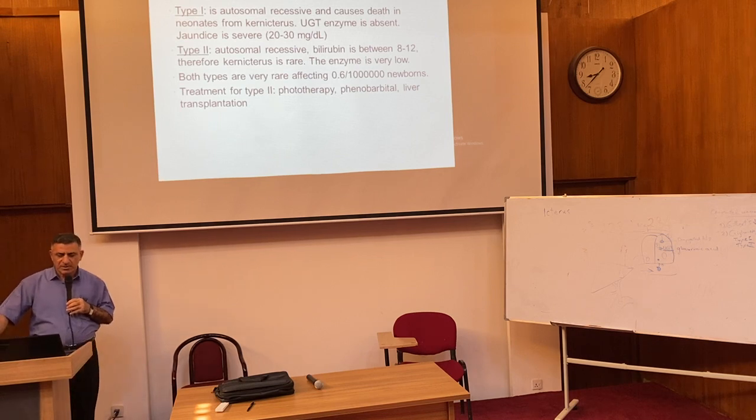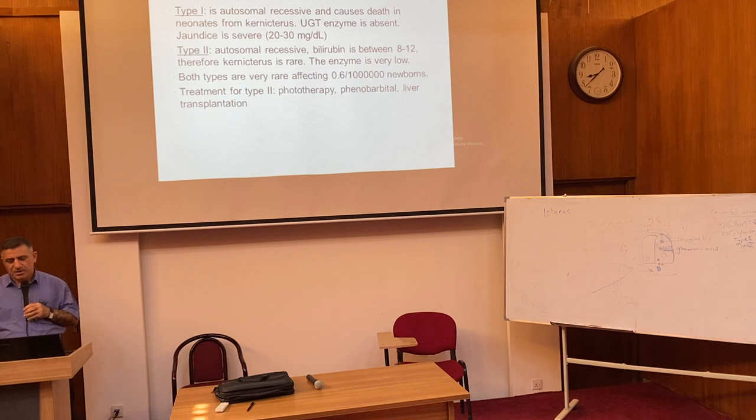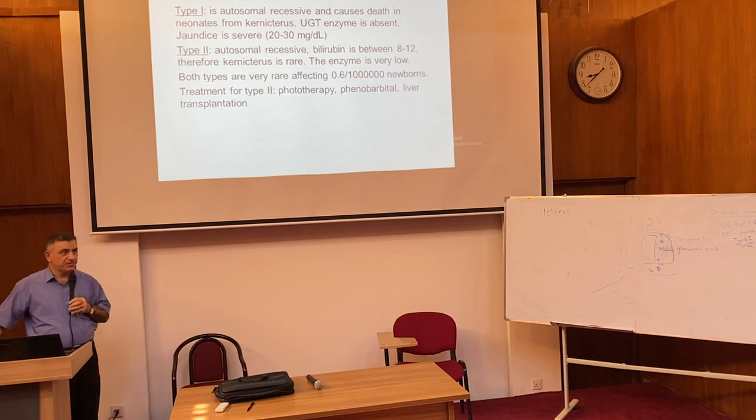Type 2 is autosomal recessive. Bilirubin is between 8 to 12. Therefore, kernicterus is rare. The enzyme is very low. Both types are very rare, affecting 0.6 per 1 million newborns.